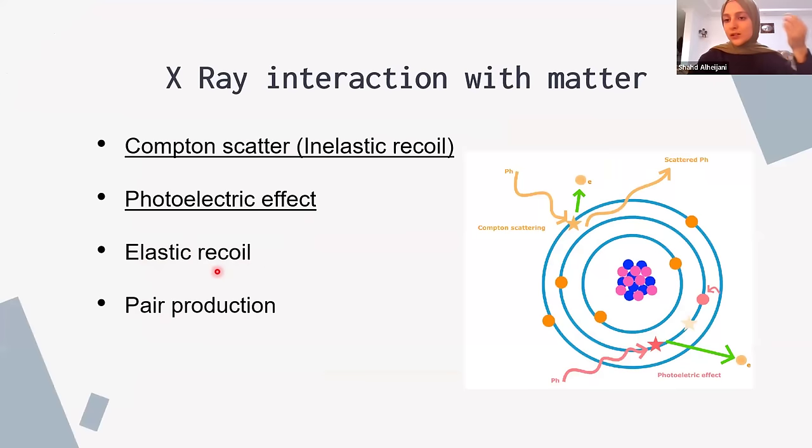Elastic recoil barely contributes to the image. Photoelectric effect is the most important. And Compton scatter is the thing we'll try to reduce. So this is just a picture describing them generally. We'll be explaining each one of them in detail.